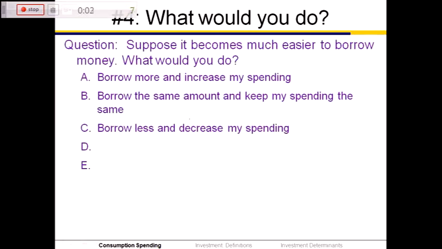Suppose, this isn't about interest rates. This is about whether or not the banker says yes. Suppose it becomes much easier to borrow money. You go into some place where you're going to borrow money and you're just more likely to get a, yeah, sure, we'll loan to you. What would you do? Would you borrow more and increase your spending? Would you borrow the same amount and keep your spending the same? Or would you borrow less and decrease your spending? What would you do if it became easier to borrow money? A, B, or C, no D's and E's, please.